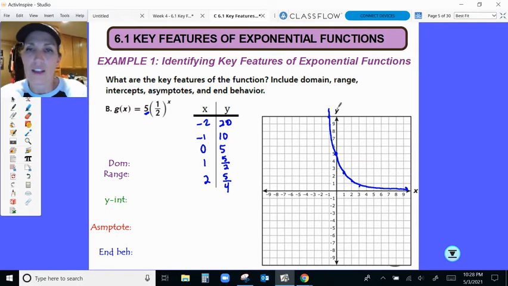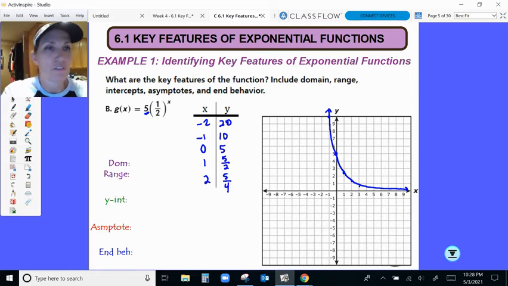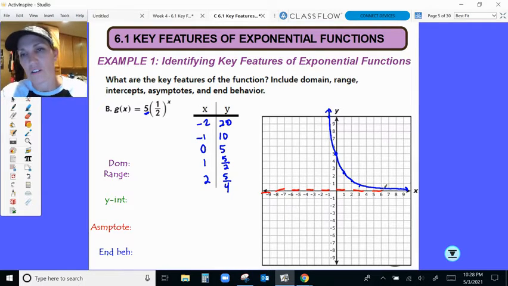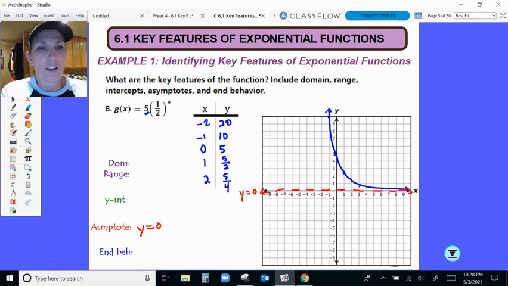It's going to approach my asymptote, y equals 0. Here's my y equals 0. That's my asymptote right here. What's my domain and range? It should just be all real numbers. My y is greater than 0. I shouldn't say equal to, it's actually greater than 0.